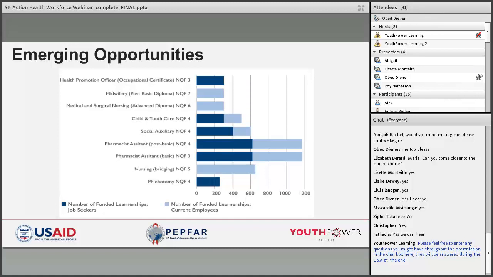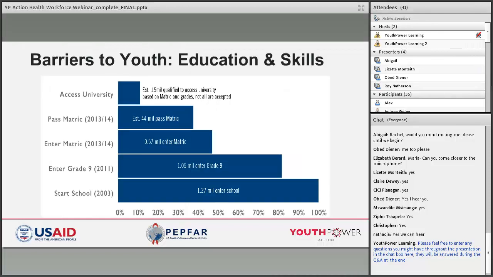The graphic you're seeing here also shows that there are funding opportunities available to youth as well as current workers in a number of these growing fields. And these opportunities are provided by the Health and Welfare CETA through investments in learnerships. And just a note on this graphic that NQF, as you see different NQF levels, refers to the National Qualifications Framework. And this provides, at least in principle, a continuous pathway for workers to advance in their qualifications throughout their careers. And this is explored in more depth in our paper.